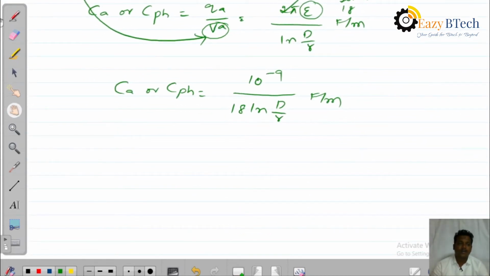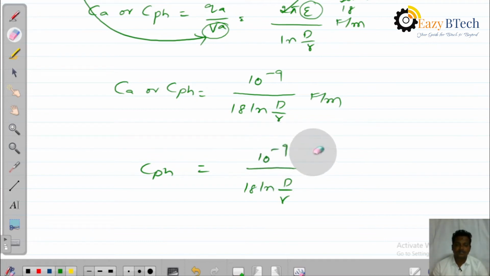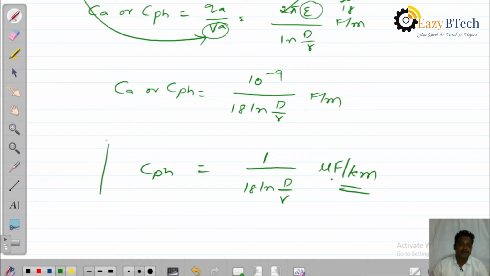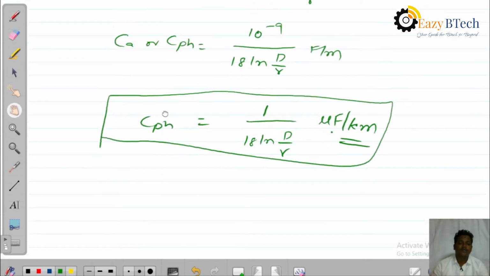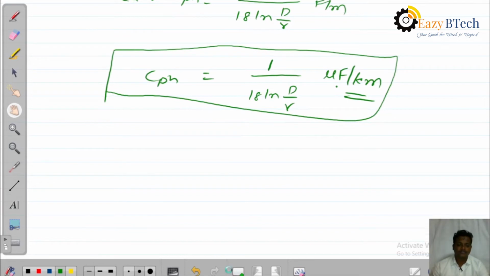Then the capacitance per phase per conductor is 10 power minus 9 divided by 18 ln D by r. I am converting this to microfarad per kilometer also. This is the way we calculate the capacitance of a phase in a three-phase symmetrical spacing. Now we will see a problem on this capacitance calculation.